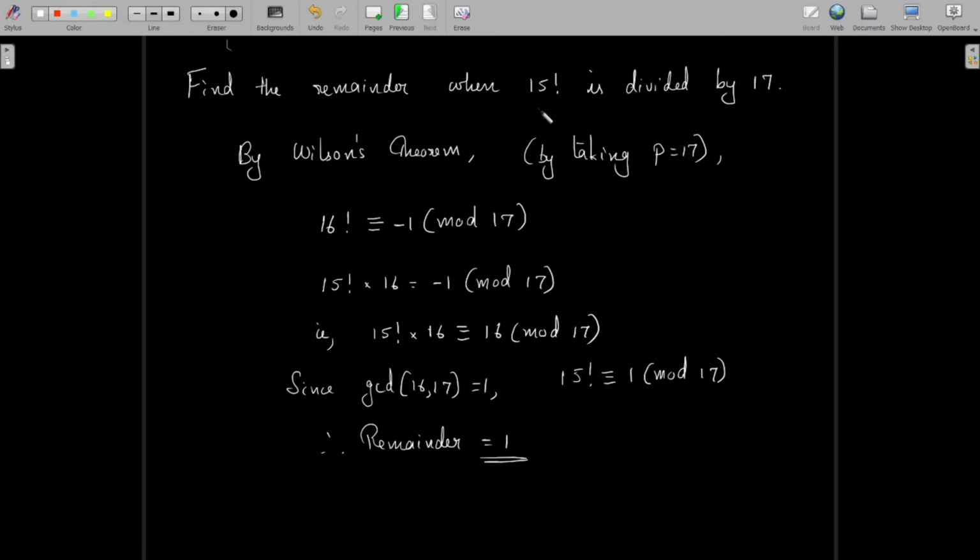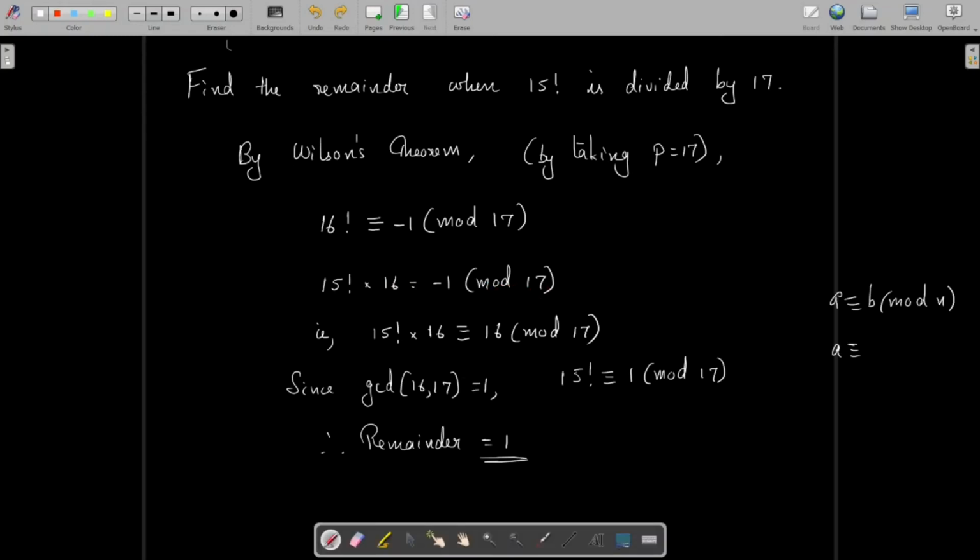Let us apply Wilson's theorem in some number theoretic problems. Find the remainder when 15 factorial is divided by 17. We know 17 is a prime number. By Wilson's theorem, by taking p equal to 17, we may write (p minus 1) factorial, that is 16 factorial, is congruent to minus 1 mod 17. Now 16 factorial is 1 times 2 times etc. 15, that is 15 factorial times 16. So this is congruent to minus 1 mod 17.